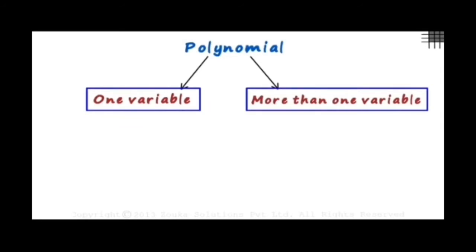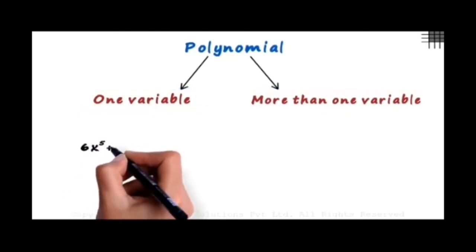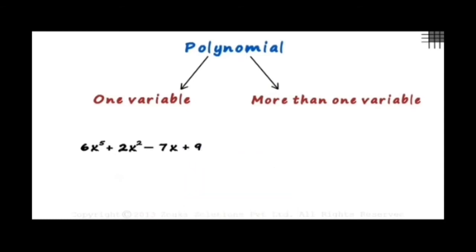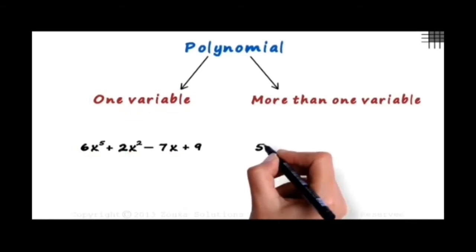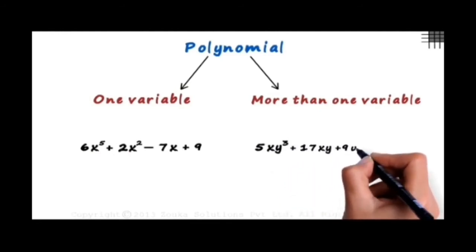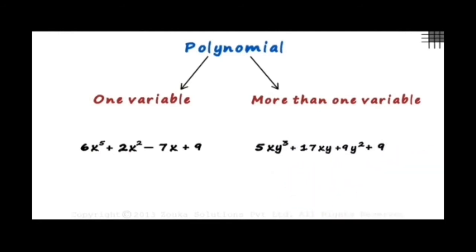An example of the first type is 6x raised to the power 5 plus 2x raised to the power 2 minus 7x plus 9. This polynomial has only one variable, which is x. An example of the second type is 5xy cube plus 17xy plus 9y square plus 9. This has two variables, x and y.